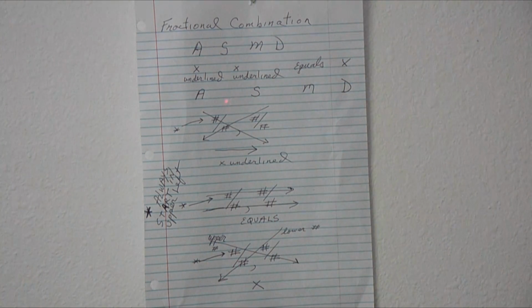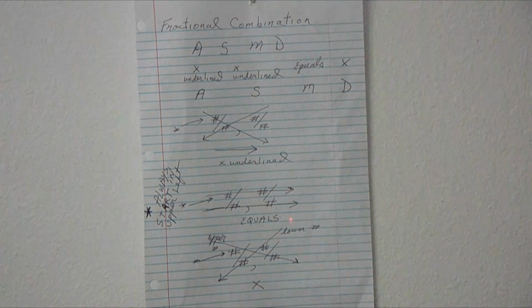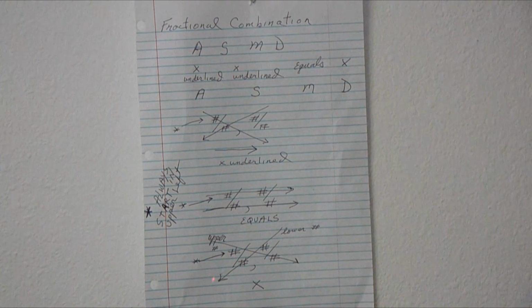So again, we're doing an X underline for add and subtract. We're doing an equal for multiplying across the top, across the bottom. And that would be, if it was 1/2 and 1/2, you would go 1 times 1 is 1, 2 times 2 is 4, it'd be 1/4. If you're dividing, you start in the upper left, you go down on a diagonal, that's your upper number of the answer. Upper right down to the lower left, that's your lower number of the answer, and there's your X.